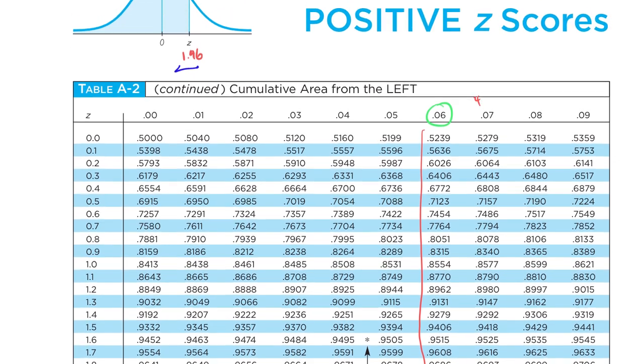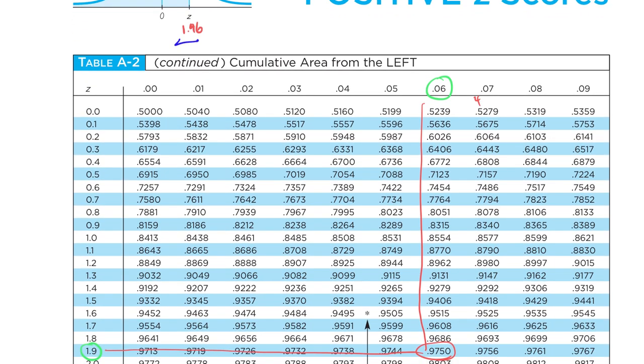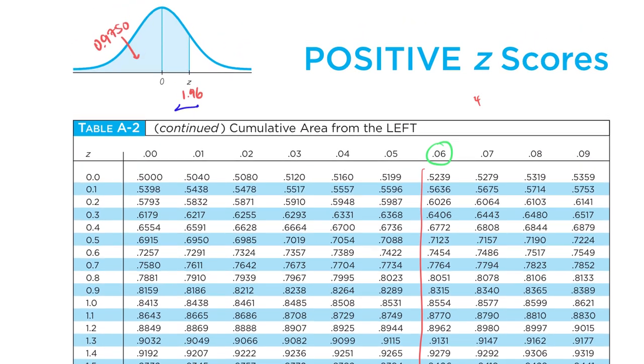The corresponding four-digit number is 0.9750. What this means is that if the z-score is 1.96, the area on the left of it would be 0.9750. It is the four-digit number that we located here, 0.9750, and that is the probability on the left-hand side of this z-score. And again, this is very important. The table only gives us the area on the left-hand side of the z-score.